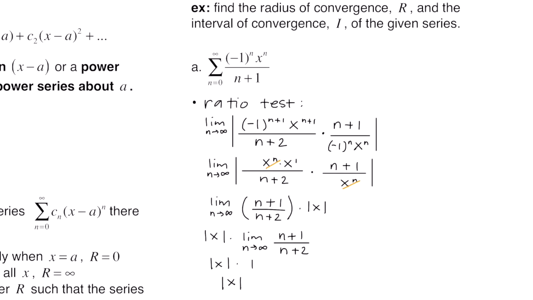Okay, so back to the original problem, it says to find the radius of convergence and the interval of convergence. We applied the ratio test. We took the limit, the absolute value of a sub n plus 1 divided by a sub n.